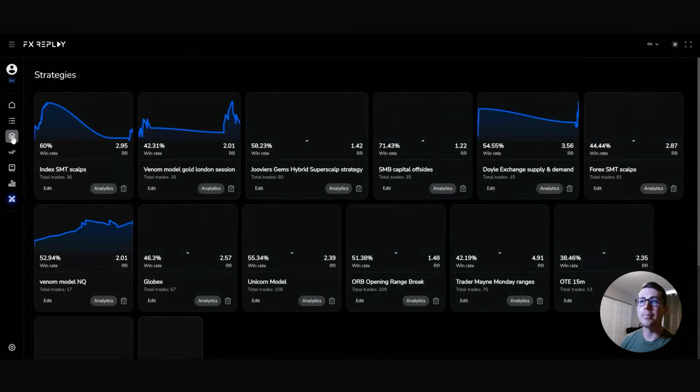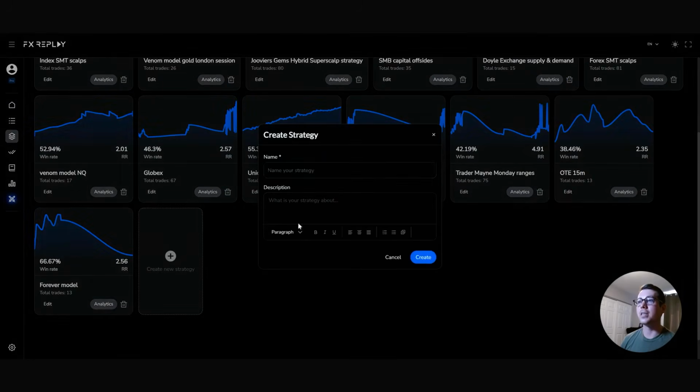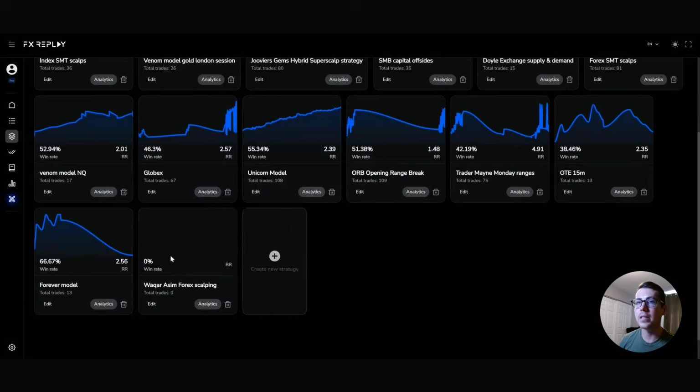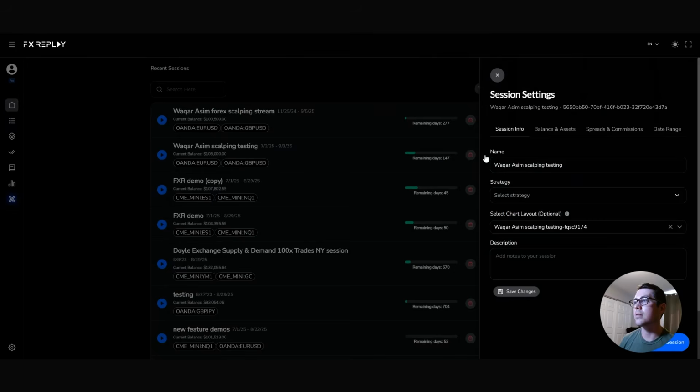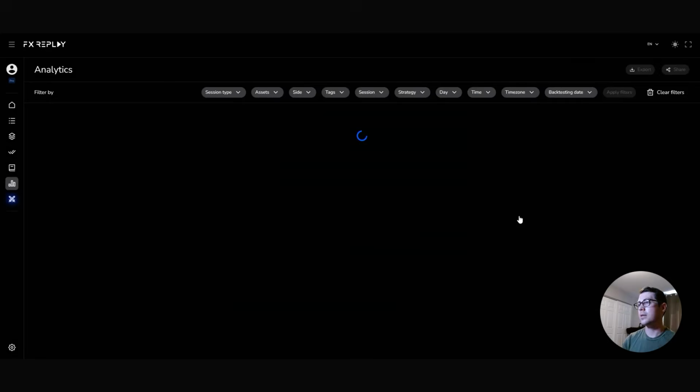So in the strategies tab, I've tested a bunch of strategies in here. I'm going to add Waqar Asim Forex Scalping as a new strategy. So I've got the strategy created, and then now I have a couple sessions here where I've been testing this. I'll edit these to make sure I tie that strategy.